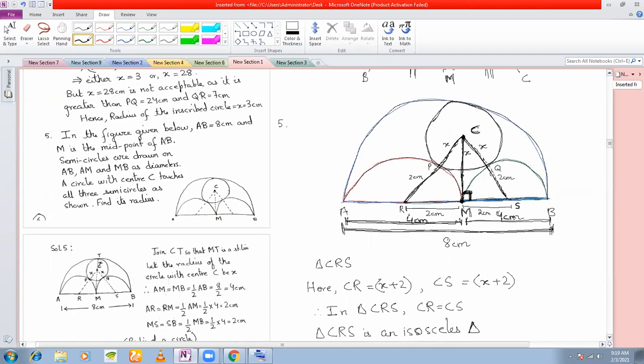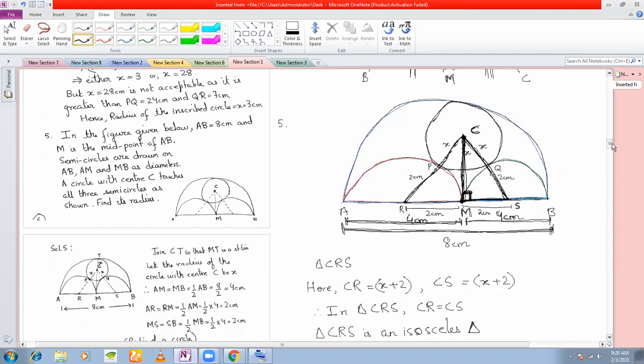Now, once you know this angle to be 90 degrees, you get two right angle triangles here, right? You get this right angle triangle here and the other right angle triangle just adjacent to it. You can consider any of the two right angle triangles. So in this right angle triangle, triangle CMS, okay, if I consider the right angle triangle CMS, then CS will be the hypotenuse, CM will be the perpendicular, and MS will be the base.